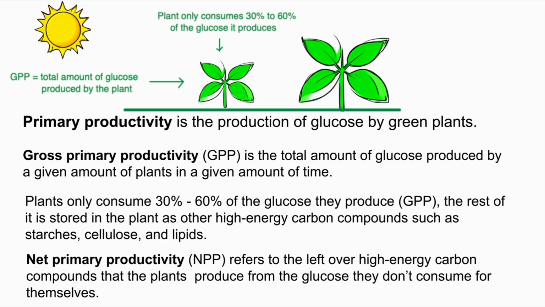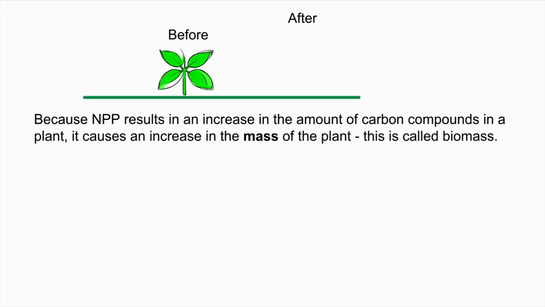Now, net primary productivity, NPP, basically that's what we call this leftover energy that the plant didn't get around to eating. So gross primary productivity is the total amount of glucose the plant produced, and NPP is what's left over after the plant eats the amount of glucose that it needs. It's usually in the form of not glucose, but starches and lipids and cellulose. So here's why NPP is important. It results in the increase in the amount of carbon compounds in a plant, and that's what's available for everything else in the ecosystem to live off of.